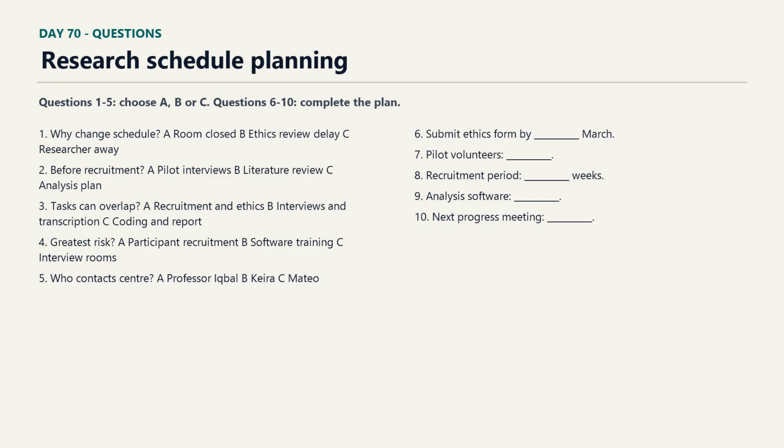The problem is the ethics process. You allowed 3 working days for review, but the committee currently needs at least 10. Then our first interview date is impossible because we cannot approach participants until approval is issued. Correct. The ethics review will take longer than you expected, so every dependent task must move.